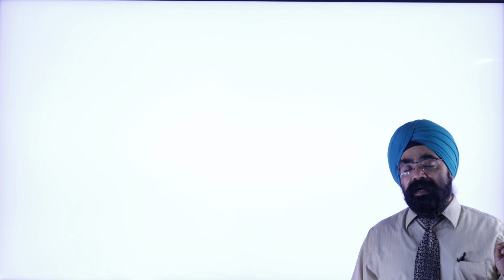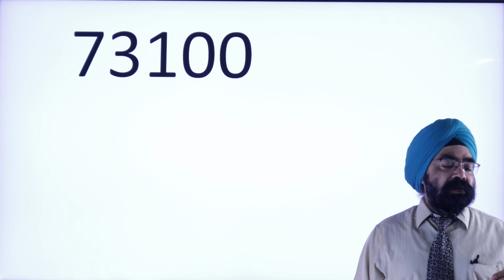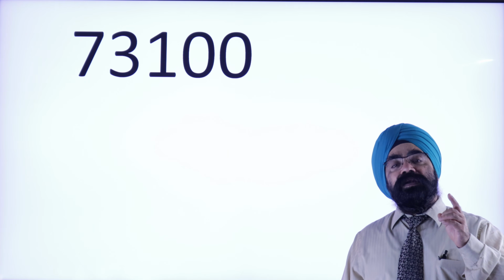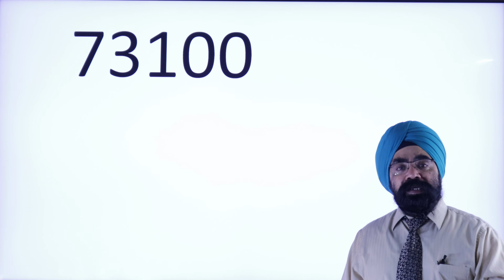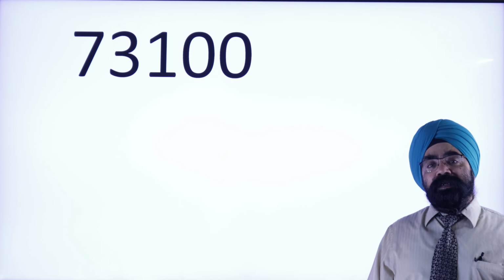Let's take an example of code 73100. Here the code starts with broad occupation category 7 and tier is 3. For tier 3 you get 6 points. For BOC 7 you get 8 points.